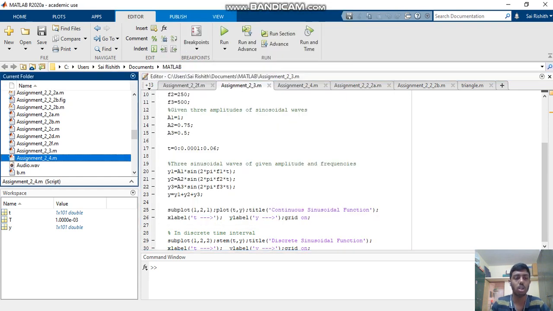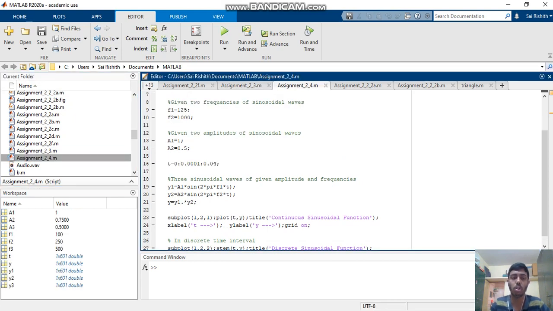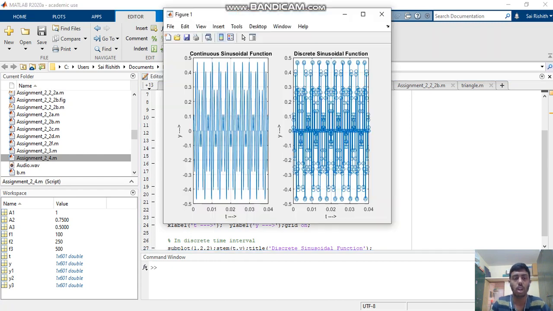Now coming to the next one, we are multiplying two sinusoidal functions with different amplitudes and frequencies. See here, y1 star dot y2. Now I'm running this program. You will get a graph like this one.